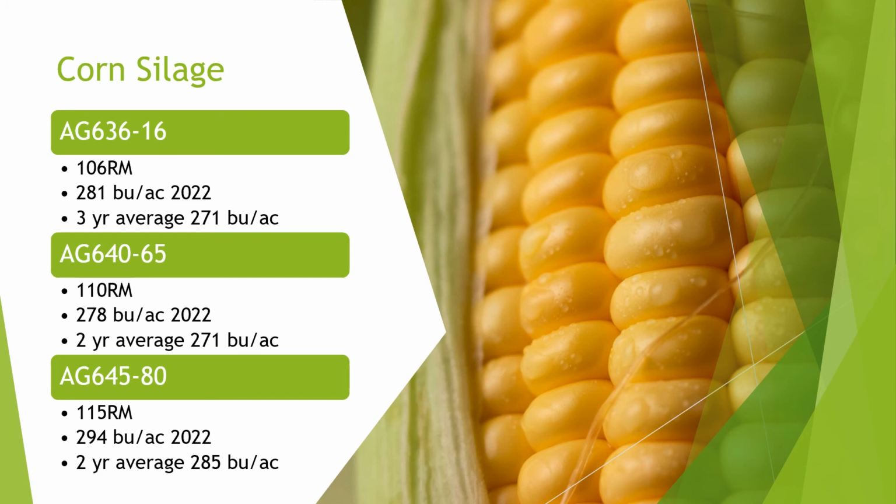640.65 is a 110-day product, 278 bushel average for us this year. We're really excited about this product for silage, especially in our double crop acre, because it comes with a Duracade trait package. So industry leading control of like your cutworm, corn earworm, that type of thing, which tends to be a problem on later corn. And then 645.80, which is a 115-day product, does really well for us and has a really big fit in the silage, full season silage market.